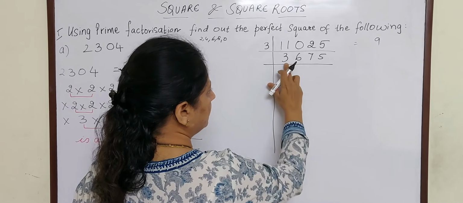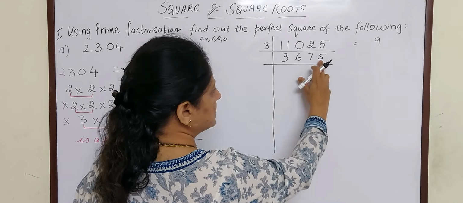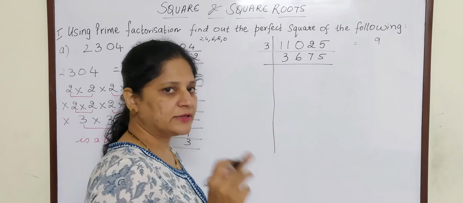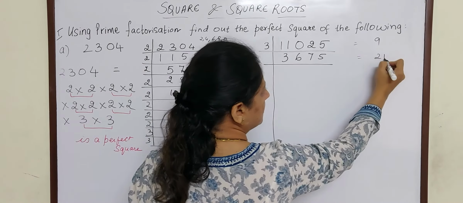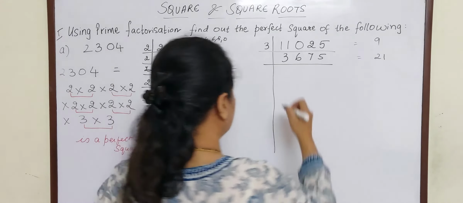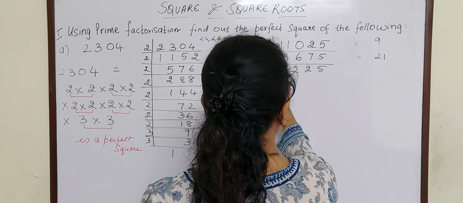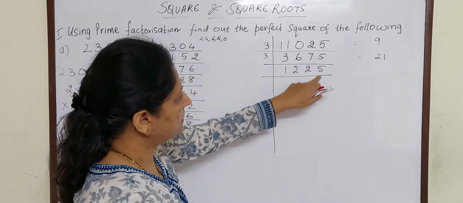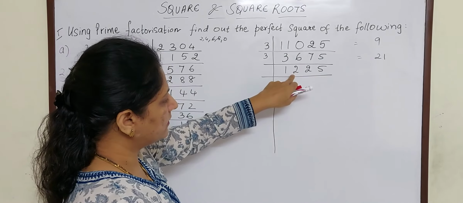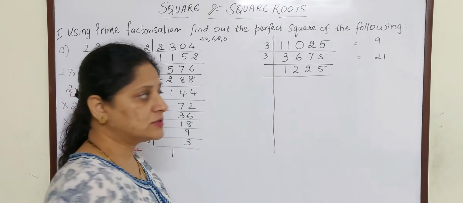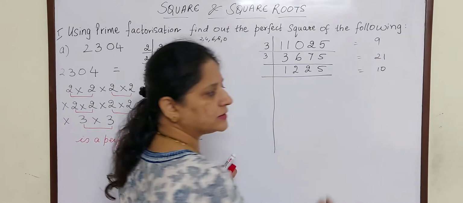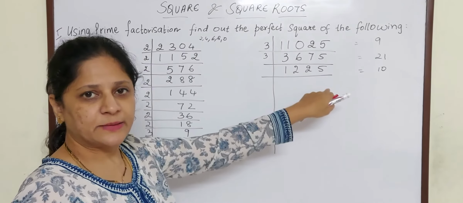Now let us add this. 3 plus 6 is 9, 9 plus 7 is 16, 16 plus 5 is 21. So yes, the sum is 21. That means this will go in 3. When you divide by 3, you will get 1,225. Then 1 plus 2 is 3, 3 plus 2 is 5, 5 plus 5 is 10. Now this is 10. This will not go in 3. So now we have to use the table of 5.